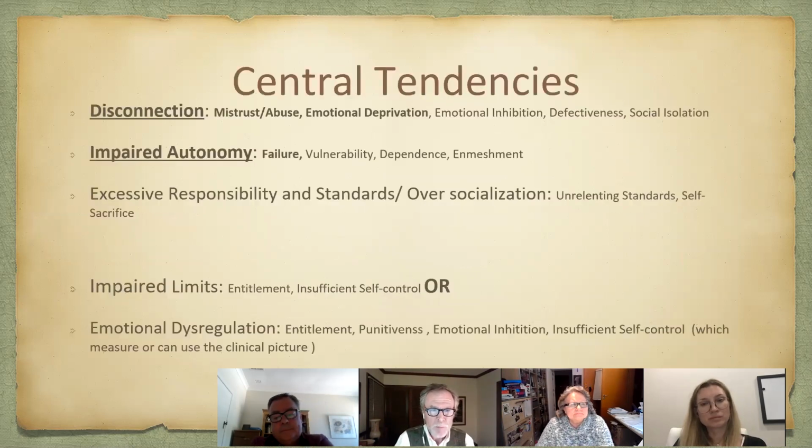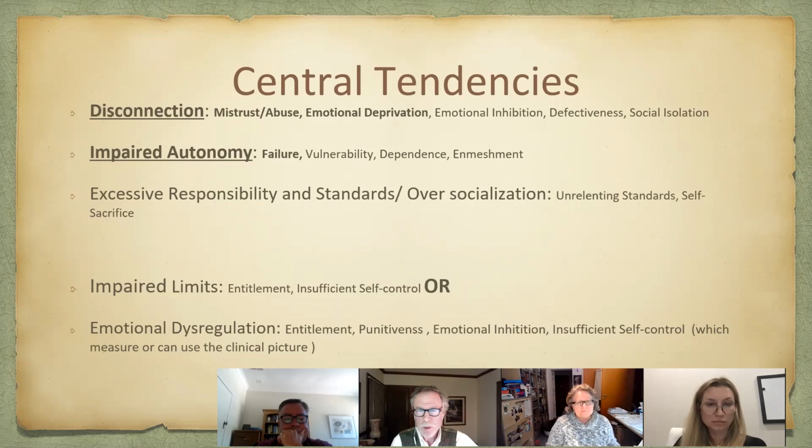Okay. Back to you, I think, George. Looking at central tendencies again, disconnection and impaired autonomy are our two biggies. And then no matter who's doing the work, they can't miss mistrust, abuse, and emotional deprivation. Those show up over and over again. Failure can't be missed in impaired autonomy. And excessive responsibility and standards over socialization shows up again and again.